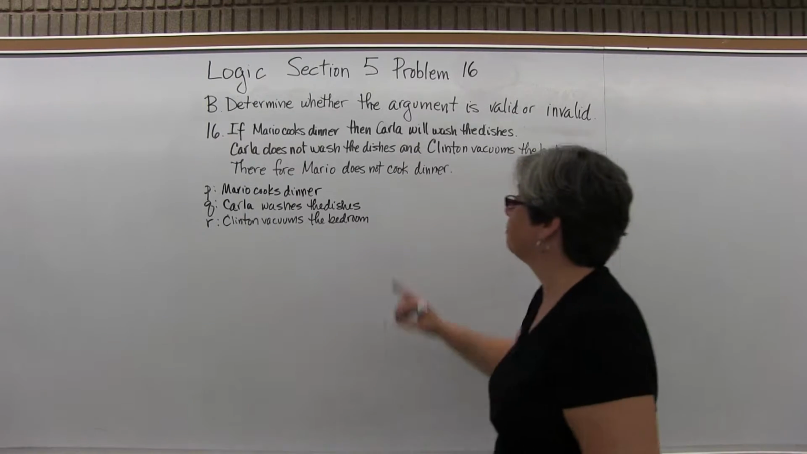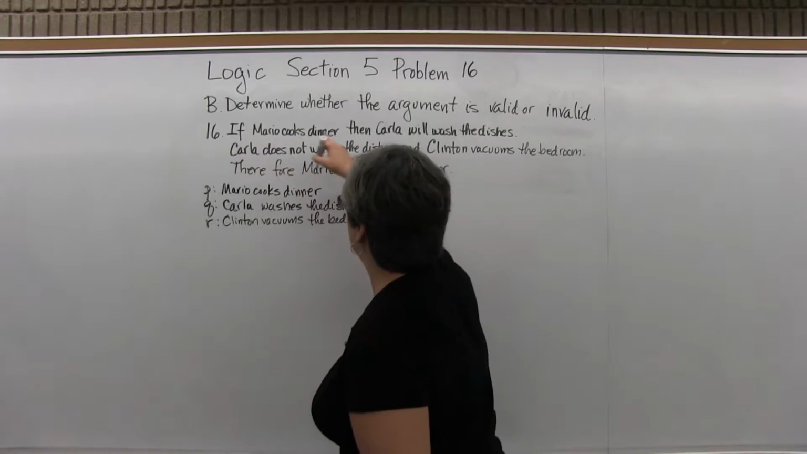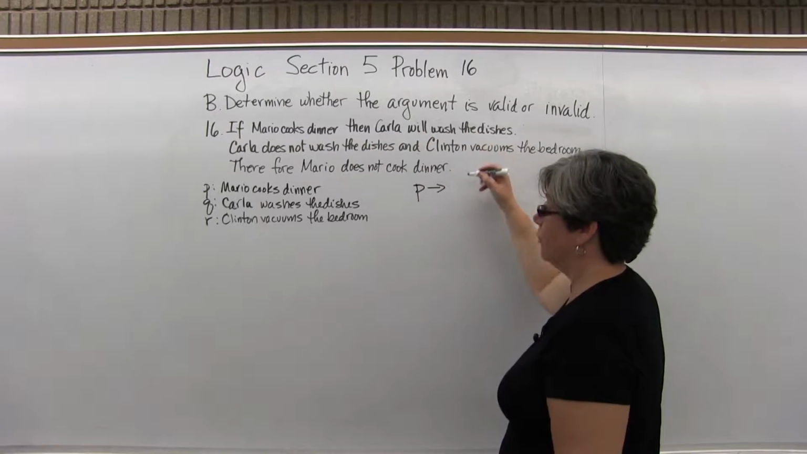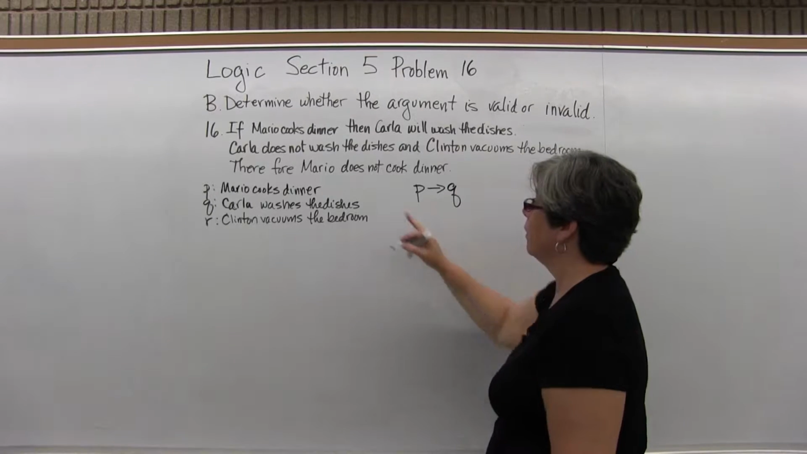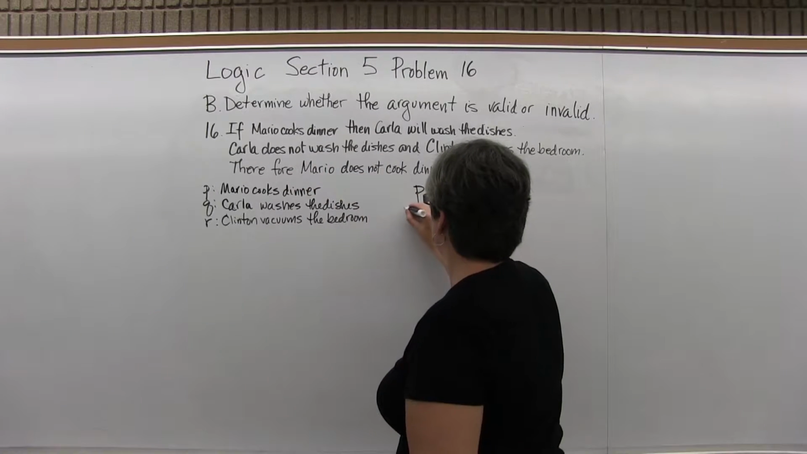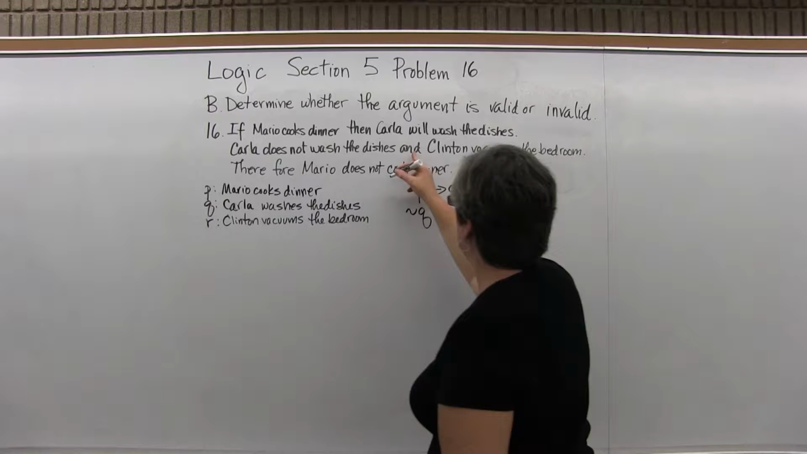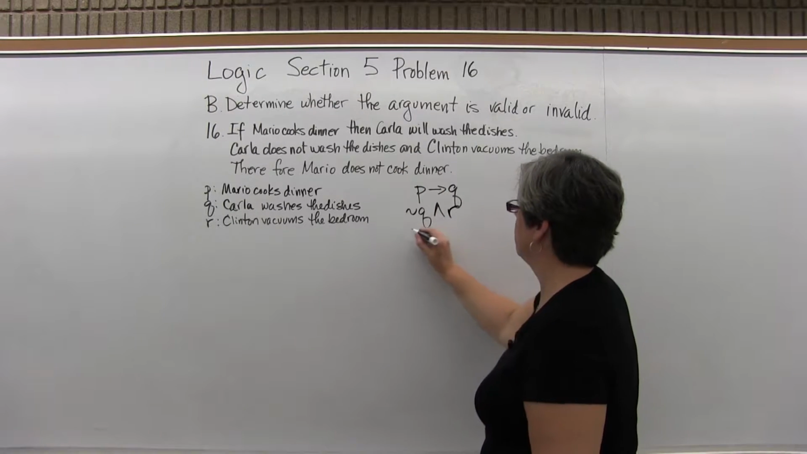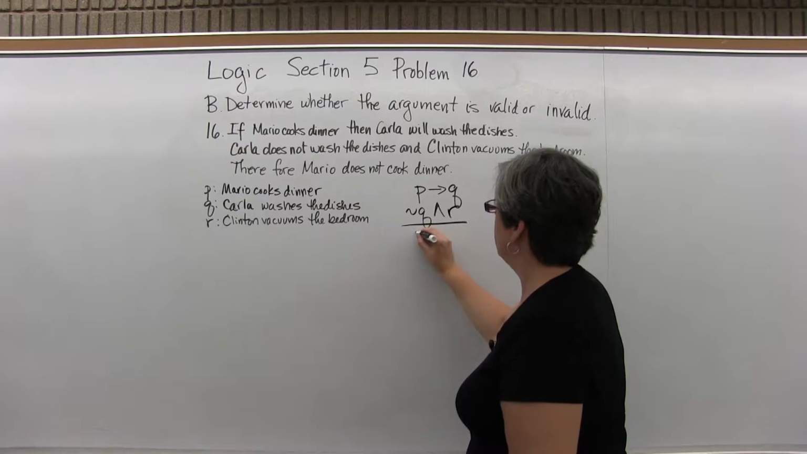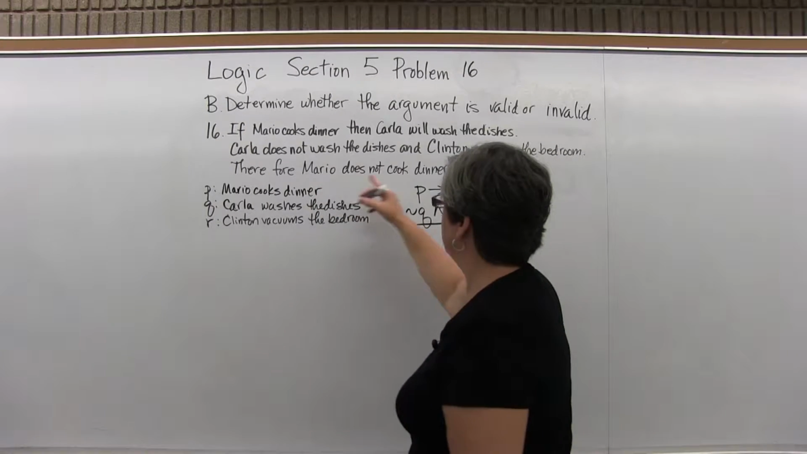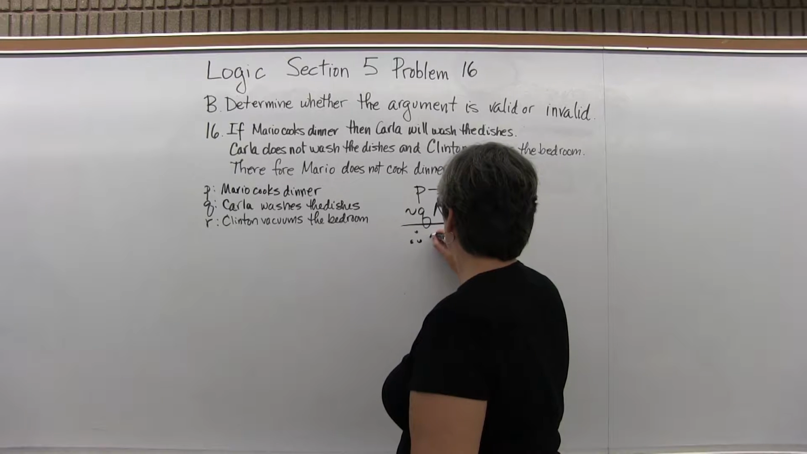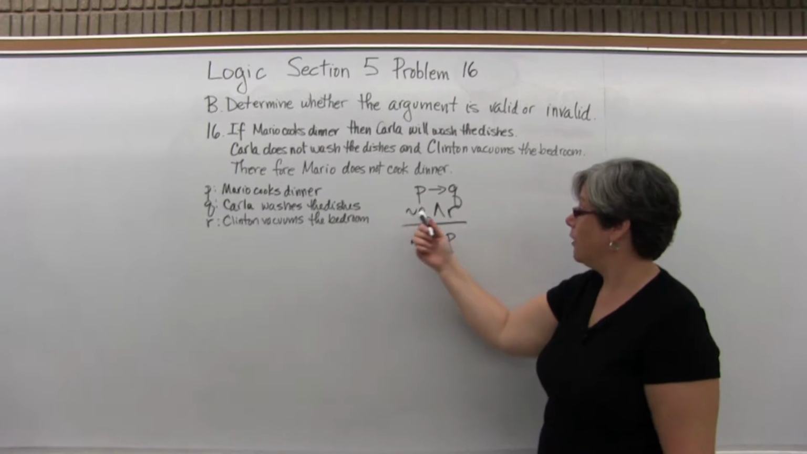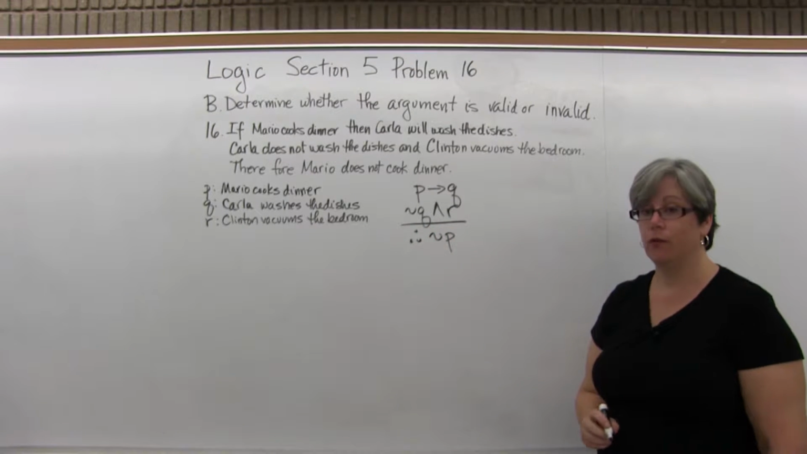And let's see what we got. We have if Mario cooks dinner, so if P, then Carla will wash the dishes, Q. Carla does not wash the dishes, negation Q. And Clinton vacuums the bedroom, R. Therefore, Mario does not cook dinner, not P. So if P, then Q, not Q and R, therefore not P.